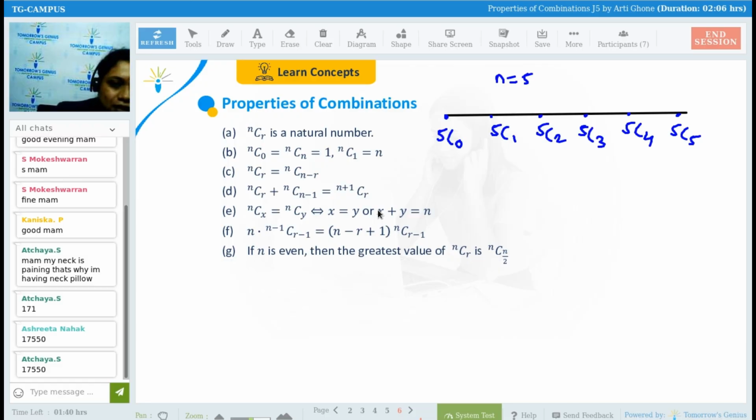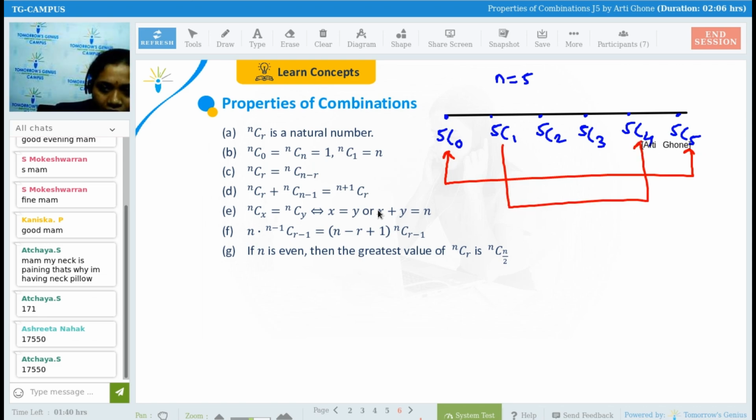If you see the extremities, this is a very important property of combinations. The extremities are always equal, like these two are equal, these two are equal, and these two are equal. Calculate these values quickly. 5C0 is 1. Obviously, nC0 is 1. This is also 1, nCn is also 1. 5C1 is 5. This is also 5.